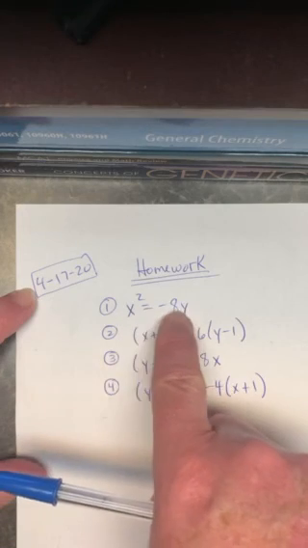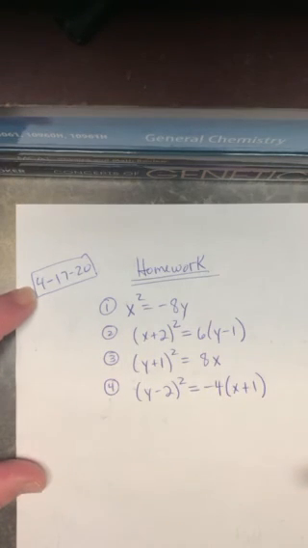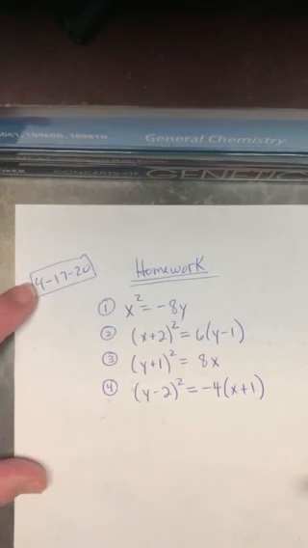x squared equals negative 8y. (x plus 2) squared equals 6 times (y minus 1). (y plus 1) squared equals 8x. And (y minus 2) squared equals negative 4 times (x plus 1).